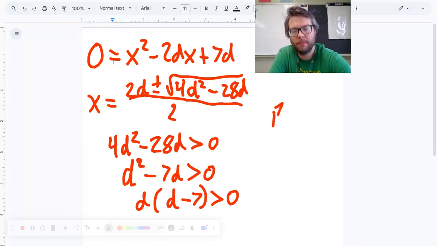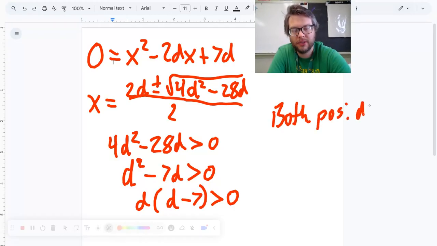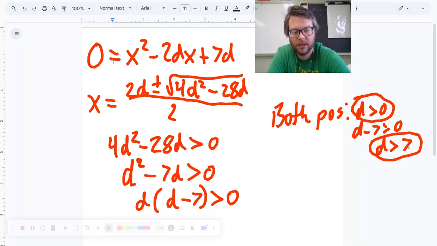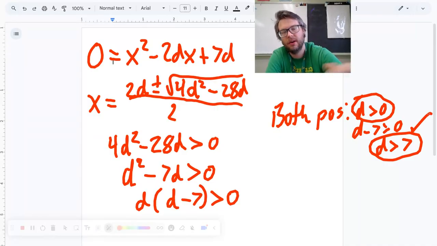So how could we have both positive? The only way we could have both positive is if d is positive and d minus 7 is positive. And that would mean d is bigger than 7. And if d is bigger than 7, then d is also bigger than 0. So this is one of our conditions. Anytime d is bigger than 7, then d squared minus 7d is greater than 0. That means our square root's a positive number. That means our graphs intersect twice.